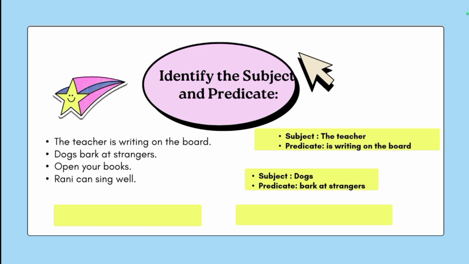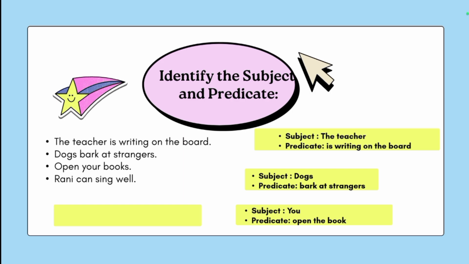Open your books. Now here we don't know to whom the sentence is referring. The subject is absent over here. So as I told earlier, it's an imperative sentence, and hence we assume the subject as you, and "open your books" will become the predicate.